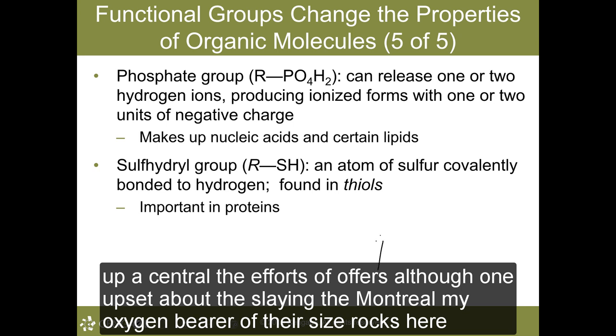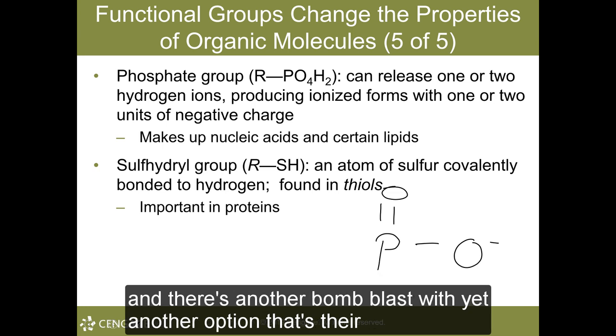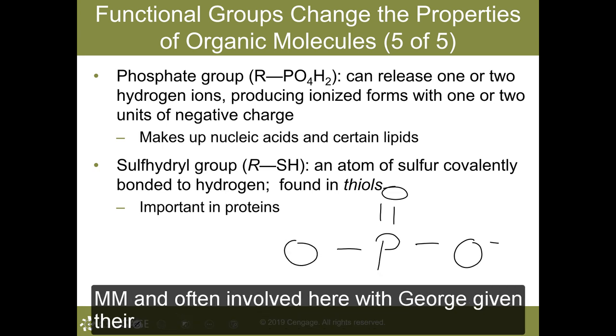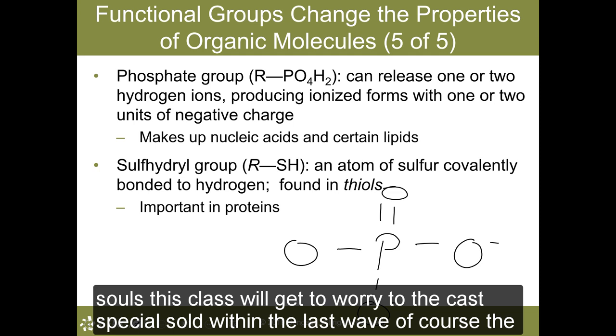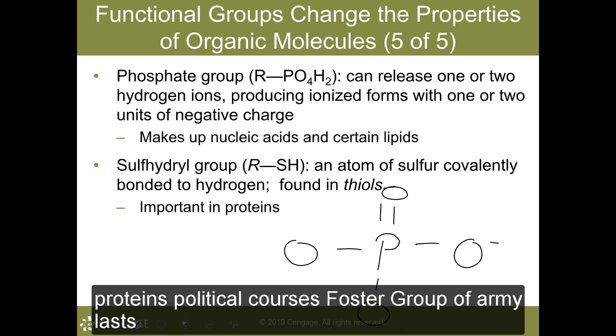I'll put our central P, the phosphorus. I'll double bond an oxygen here at the top, and then draw an oxygen there and an oxygen there. Here's another oxygen, and another oxygen will be bonded here with the charge given there. We'll get to this when we get to the nucleic acids especially. We'll get to amino acids with the proteins, and we'll get to this phosphate group with the nucleic acids.